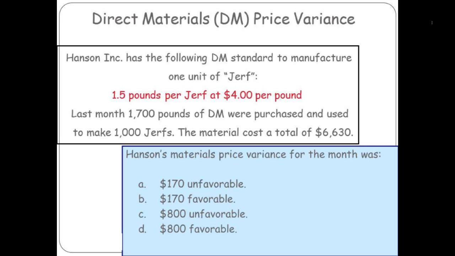It cost him $3.90 a pound rather than $4. That's a favorable 10 cents a pound less at 1,700 pounds. So that's $170 favorable.